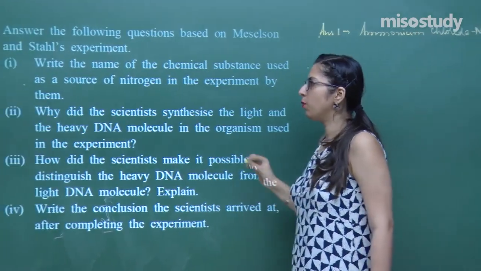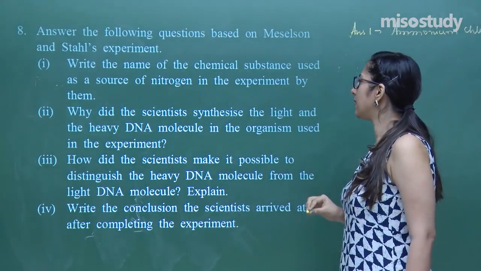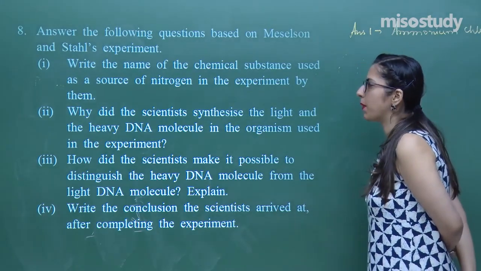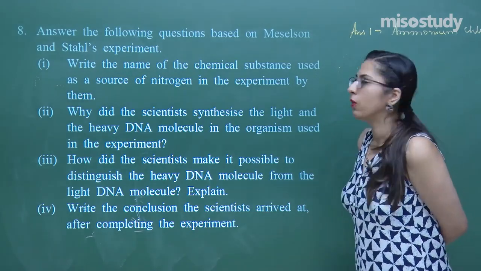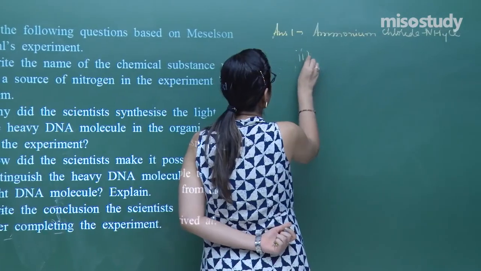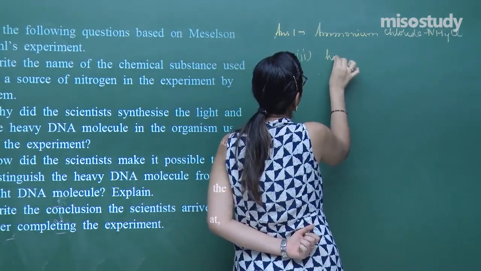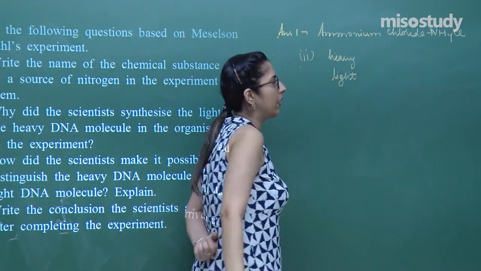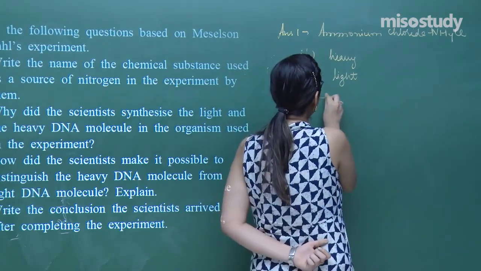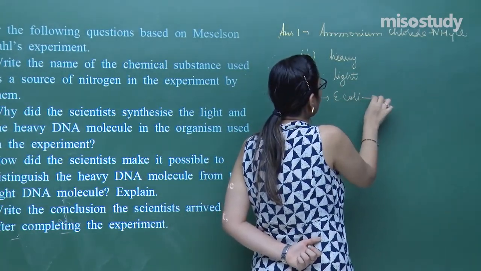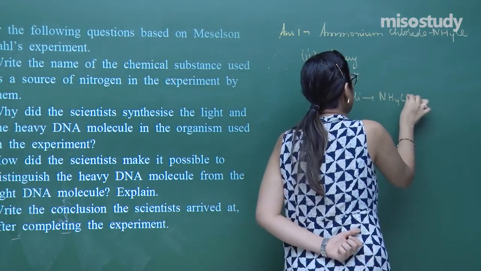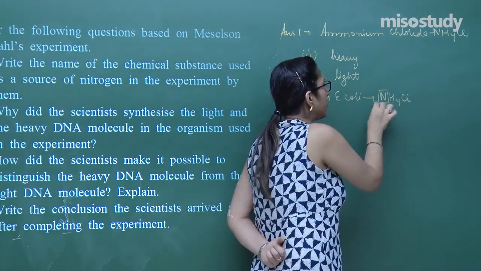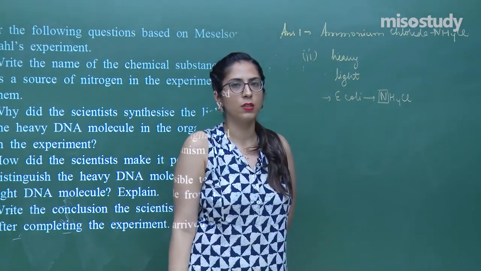Now, let's move on to the second part. Why did the scientists synthesize the light and the heavy DNA molecule in the organism used in the experiment? The second part asks us to explain the heavy and the light fragments. First of all, the E. coli was grown in a medium of normal NH4Cl. Here, the nitrogen present in this NH4Cl acts as a source of nitrogen.